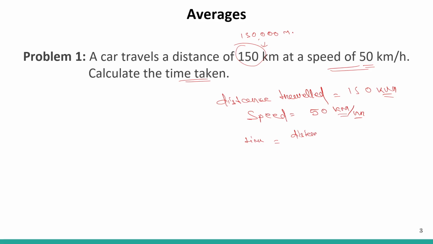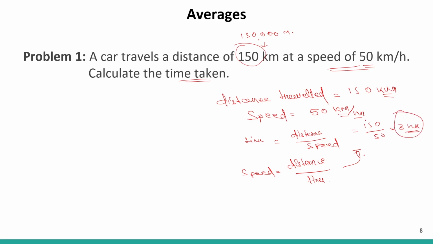So time is equal to what? Distance by speed. How? Because speed is equal to distance divided by time. This implies that time is equal to distance by speed. So 150 by 50 is equal to 3 hours. So it will take 3 hours for the car to travel a distance of 150 kilometer at a speed of 50 kilometer per hour.